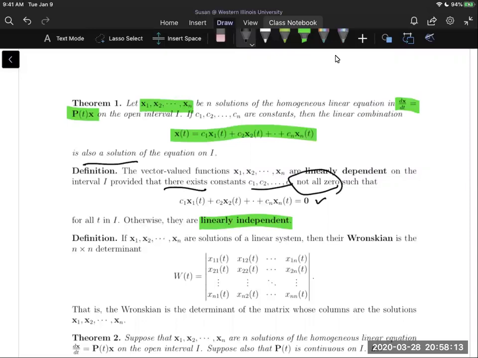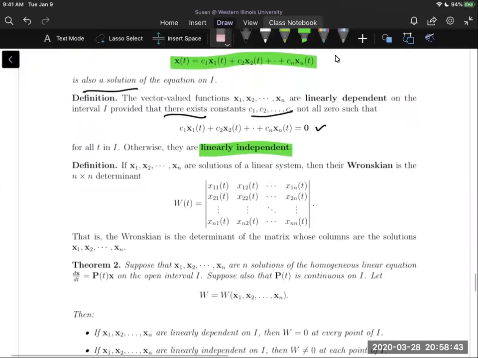As we saw in chapter 3, and we're going to see again here in chapter 5, we really value linear independence, so we hope to not run into linear dependence. If you can't find these coefficients such that they add up to 0, then we say they're linearly independent. Now again, back in chapter 3, we saw that the Wronskian was very important because it allowed us to methodically check whether a set of solutions were linearly independent or not.